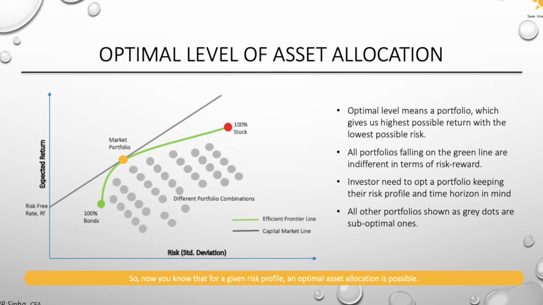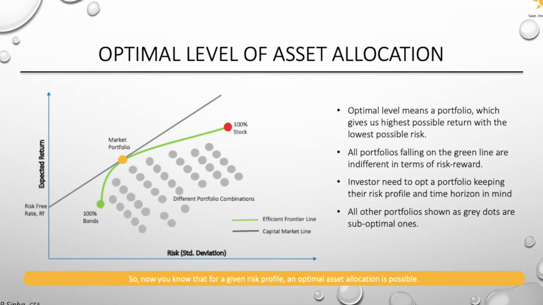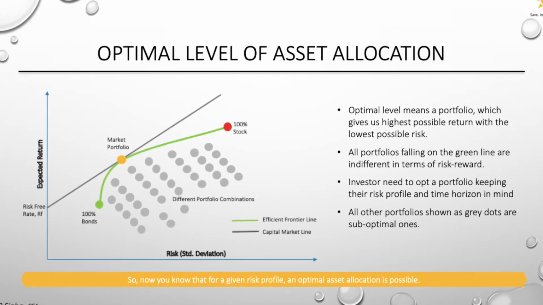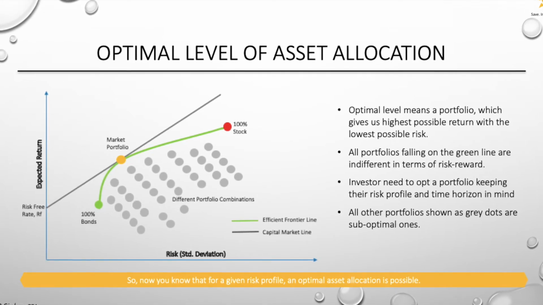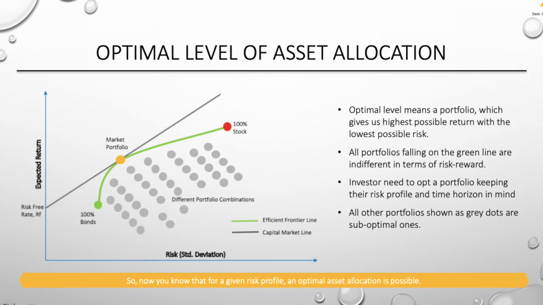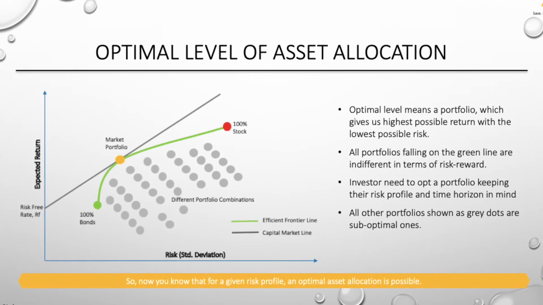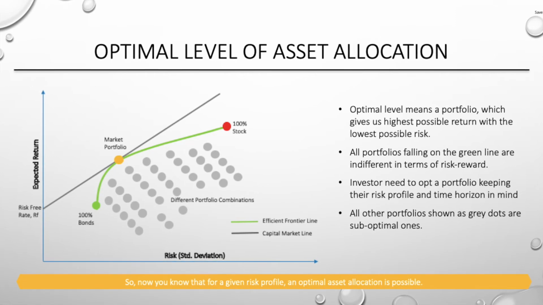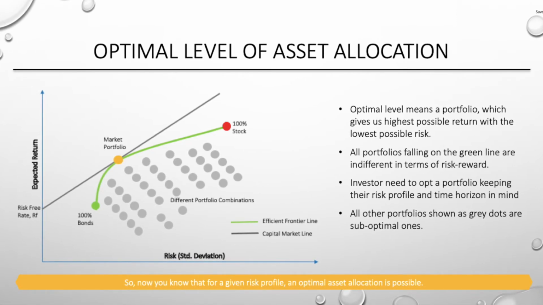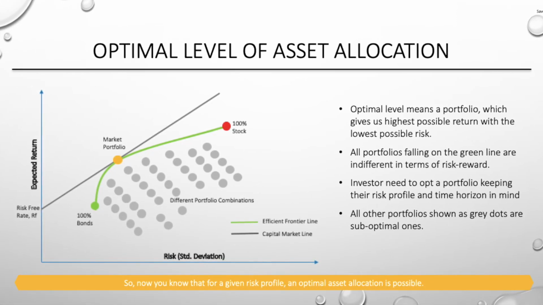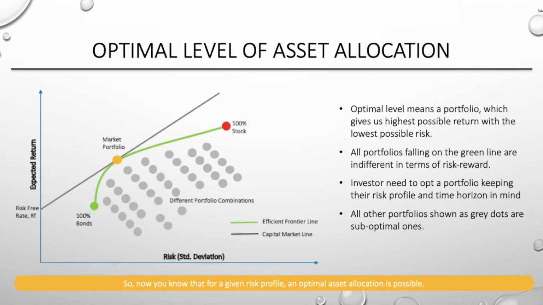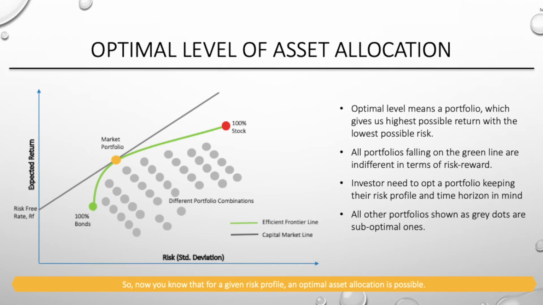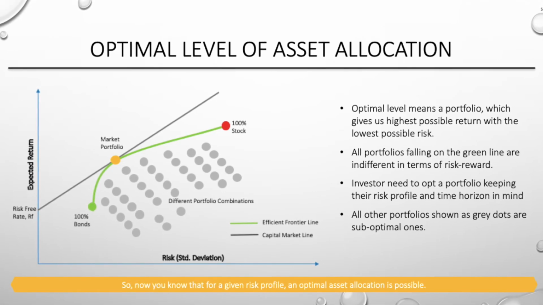The green dot of 100% bonds is the same rewarding per unit of risk as the orange dot on the capital market line and also the red dot of the 100% stocks portfolio. As an investor, now we have to opt for a portfolio which suits our own risk profile. All the other grey dots are obviously suboptimal because there is another portfolio which either has lower risk for the same return or higher return for the same risk.